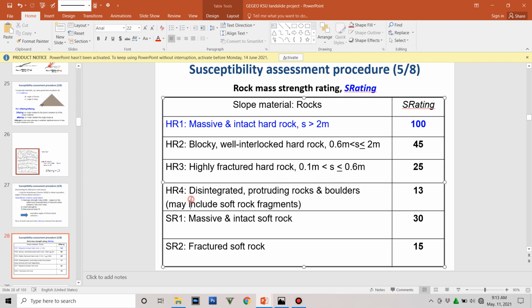HR4, hard rock 4, is disintegrated. Protruding rocks and boulders may include soft rock fragments. Here the material has become detached, or there is a separation of the material from the slope, because it has disintegrated, with rocks protruding. It is almost falling, just a little more and it will fall. And the score is 13 for that.